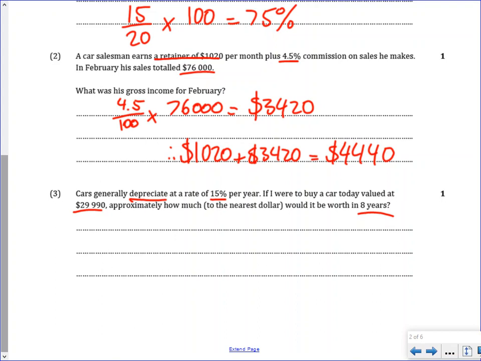So here, we'll get the value. We can call that V or A. It doesn't really matter what letter we use. Equals $29,190 times 1 minus 15 over 100, to the power of 8. By the way, I am assuming that this is compounding annually, but that's generally what happens with depreciation anyway. It's like an annual rate. If it did say it was compounding half yearly, of course I would need to change that to 7.5% and then 16 half years, which we'll get to in a bit.